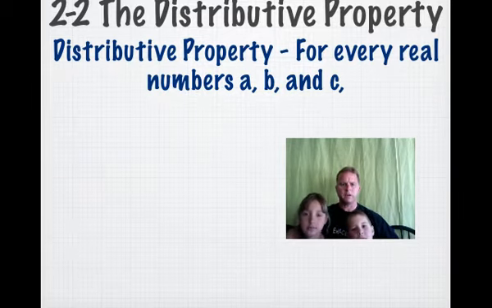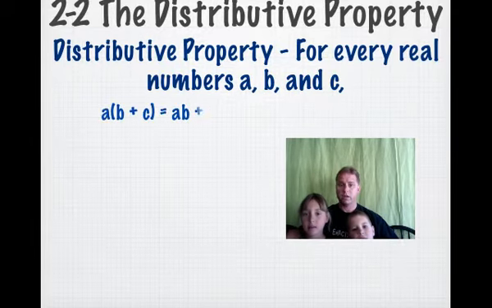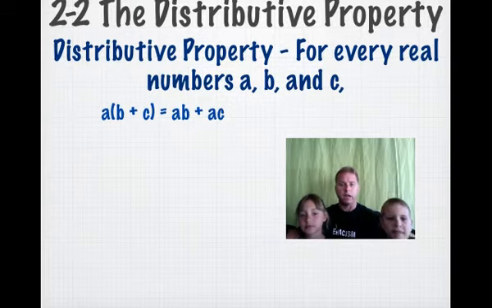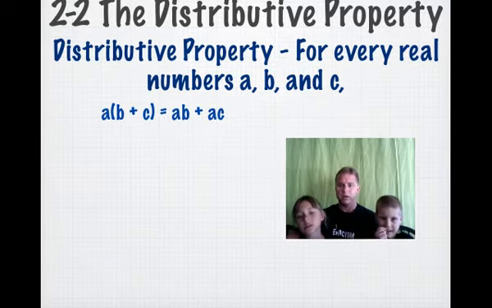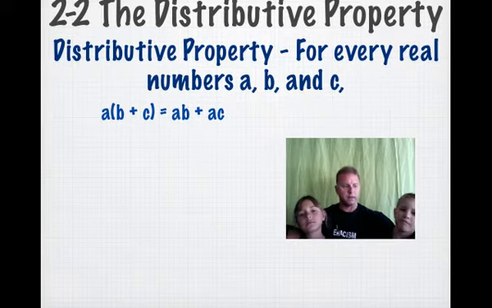And the distributive property states basically that for every real number a, b, and c, if we have a multiplied by the quantity b plus c, that's equal to ab plus ac. And I know that seems kind of complicated, guys, but I'm going to explain it, and hopefully you'll get it.